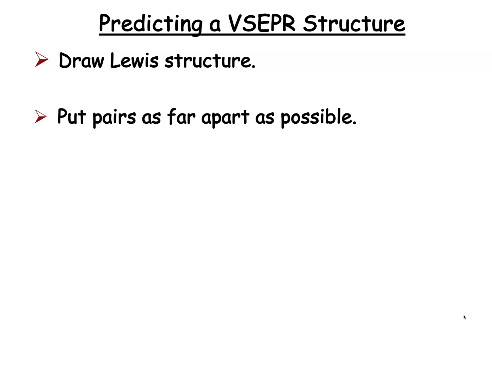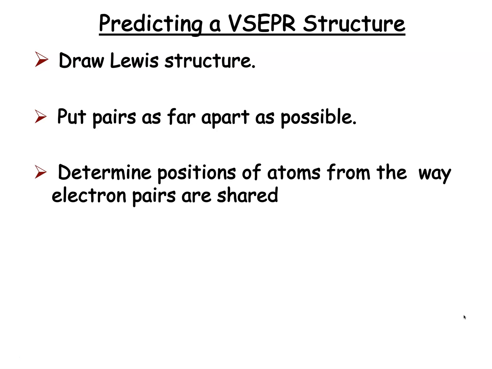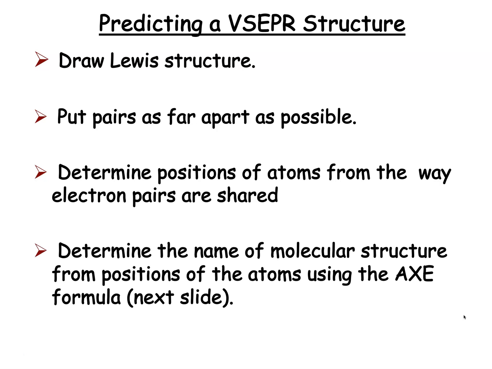Note you are making a 2-dimensional structure, and that is perfectly fine. Well, based on the positions of the atoms and how electron pairs are shared, we can figure out what kind of shape is going to be created. And how we do that is we're going to use the AXE formula. I know some of you may be familiar with this, and some of you may not. So we're going to look at it. Our AXE formula, pretty self-explanatory.